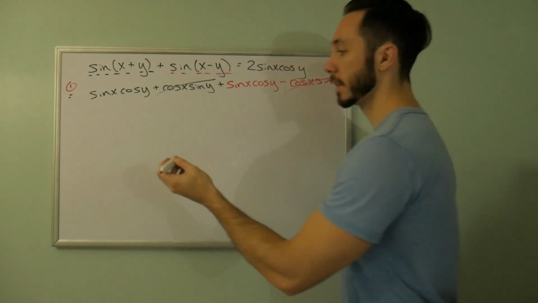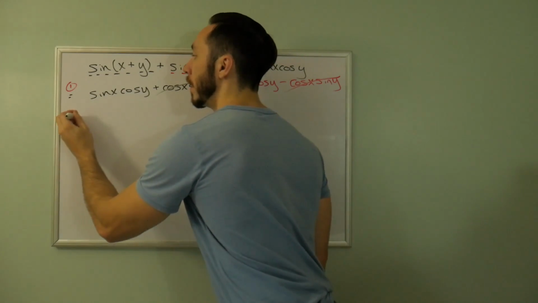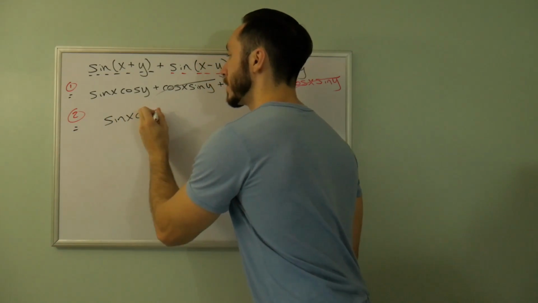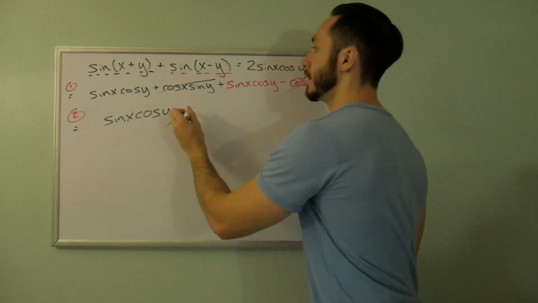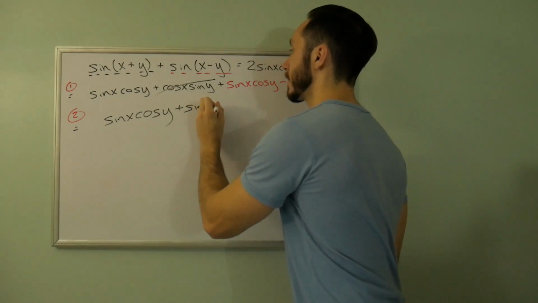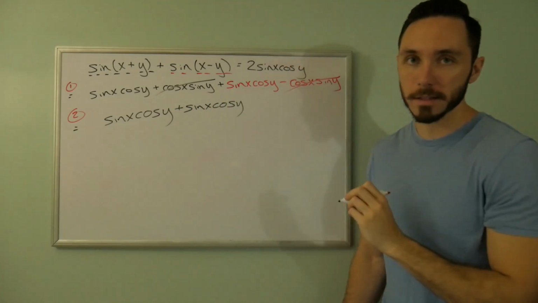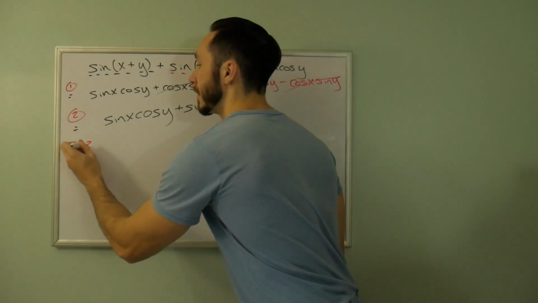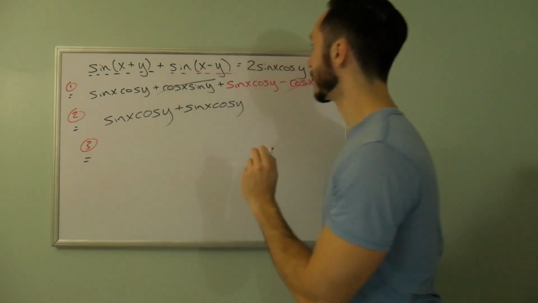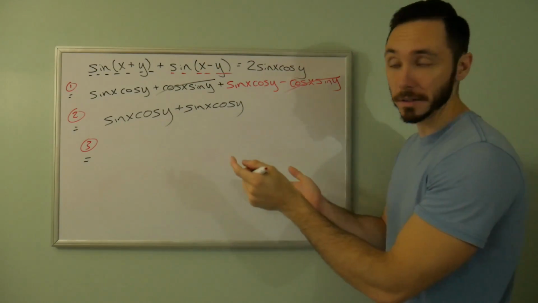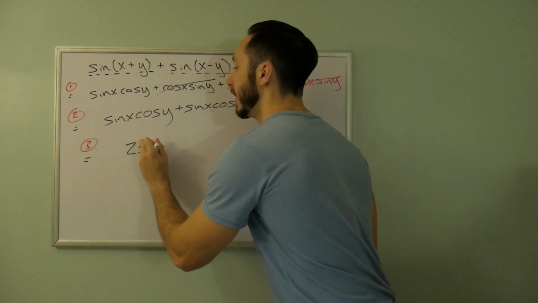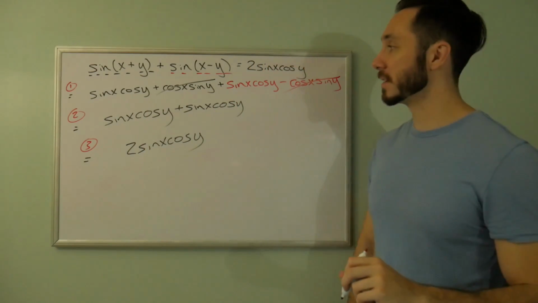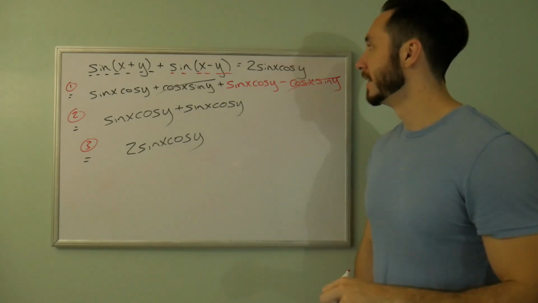So what am I left with? So step 2, I'm left with sine x cosine y, and this is then plus sine x cosine y. Hey, look at that, two of the same things. I'm pretty much done here. My last step, step 3, just merge them together. 1 plus 1 is 2. I have 2 sine x cosine y's. So just know 1 plus 1 is 2 and you got this.